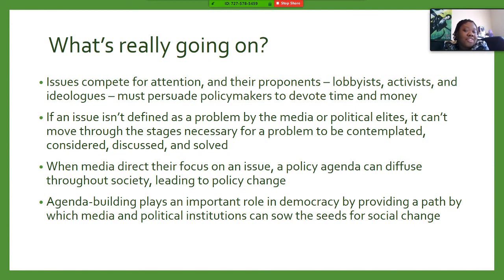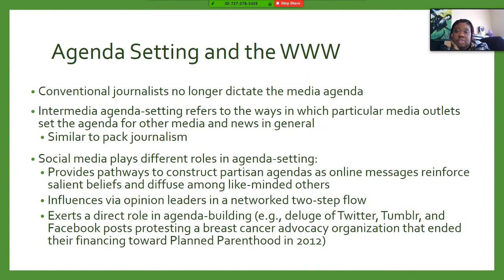If an issue isn't defined as a problem by the media or political elites, it can't move through the stages necessary for a problem to be contemplated, considered, discussed, and solved. When media directs their focus on an issue, a policy agenda can diffuse throughout society, leading to policy change. And then finally, agenda setting plays an important role in democracy by providing a path through which media and political institutions can sow the seeds for change.